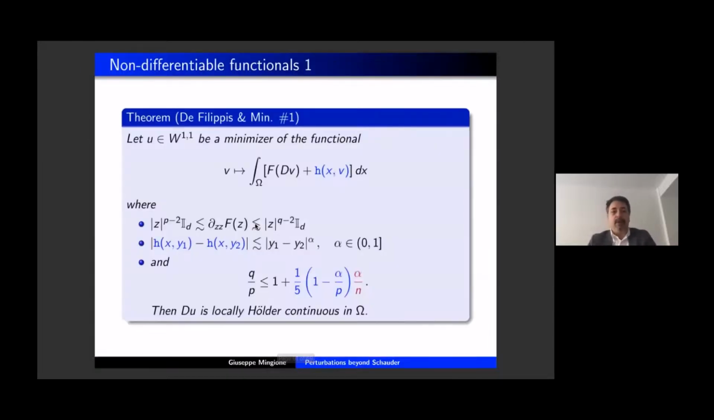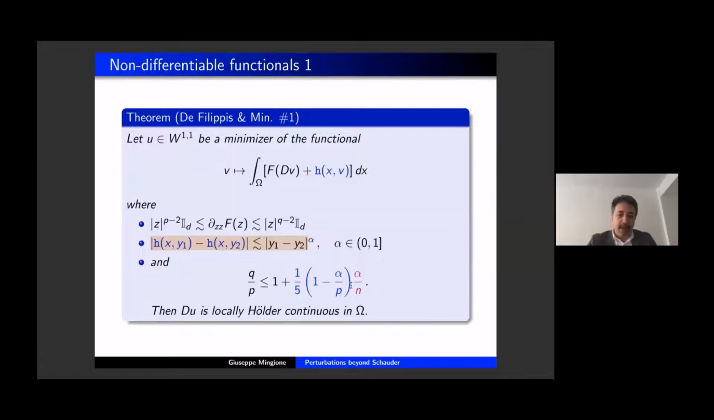Okay, and now let me go to the theorems of De Filippis and myself. I start with a non-differentiable case. So I take a non-uniformly elliptic integrand with a term that cannot be differentiated. So this is non-uniform ellipticity, p different than q, and this is non-differentiability. So it's just Hölder continuous. Of course, if you don't assume that it is Hölder continuous, the result generally doesn't hold.